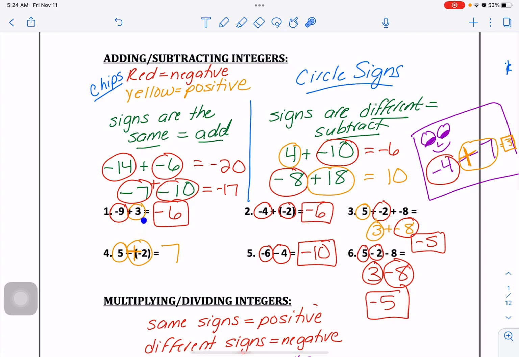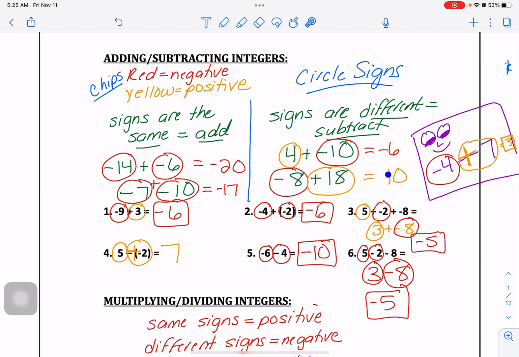Negative 9 plus 3, our signs are different, so we subtracted them. Here are two other examples where we had different signs and needed to subtract. I had a negative 8 plus 18, so I have a negative 8 and a positive 18. Signs are different, so I subtract.